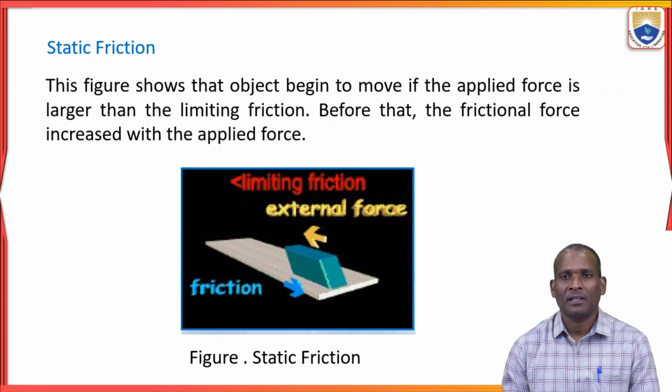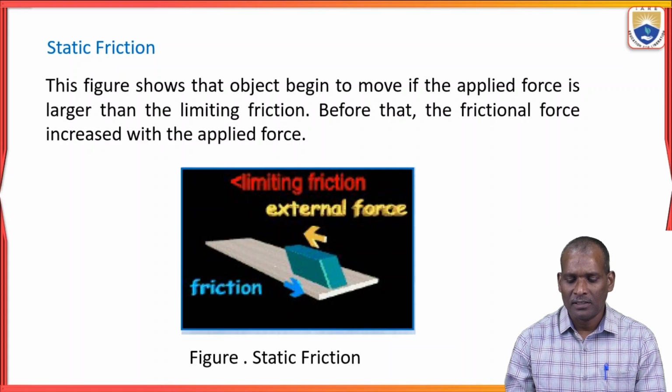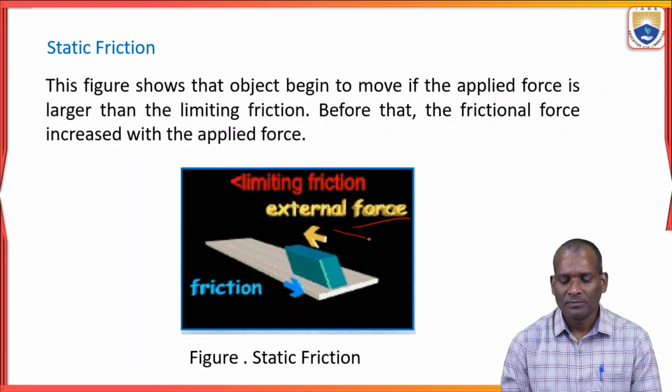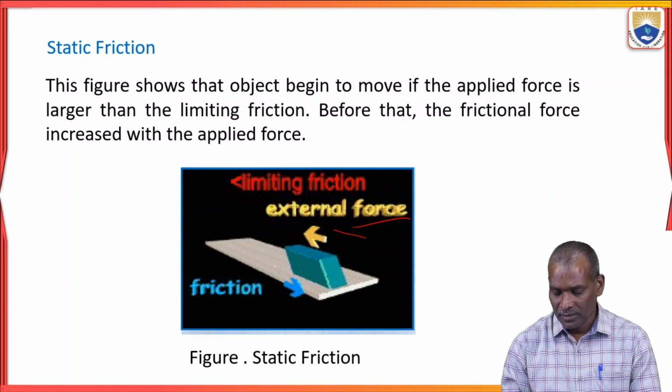Next, static friction, another example. This figure shows that the object begins to move if the applied force is larger than the limiting friction. Before that, the frictional force increased with the applied force. Here, the limiting friction and exerted force: the external force is applied like this, and the frictional force acts in the opposite direction. So there is no movement.